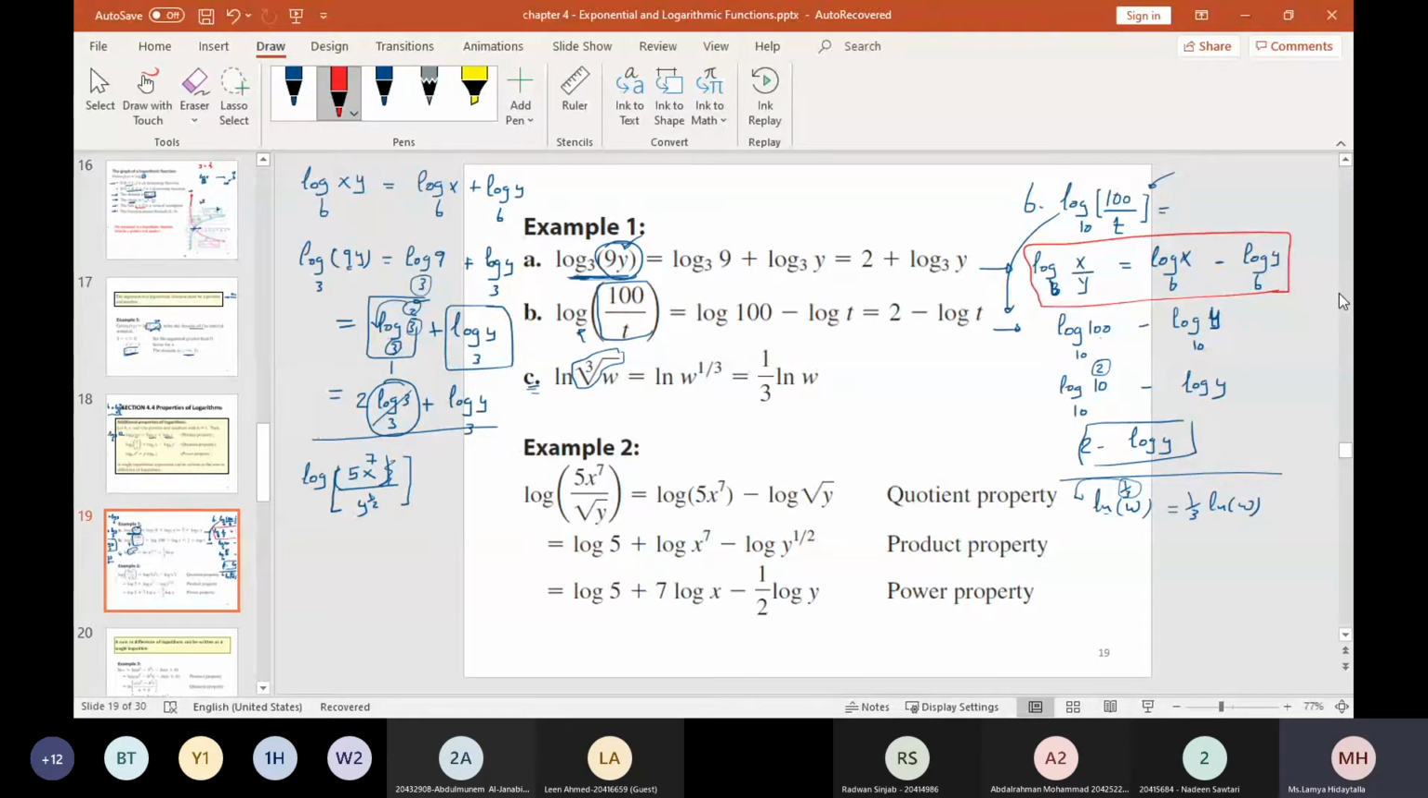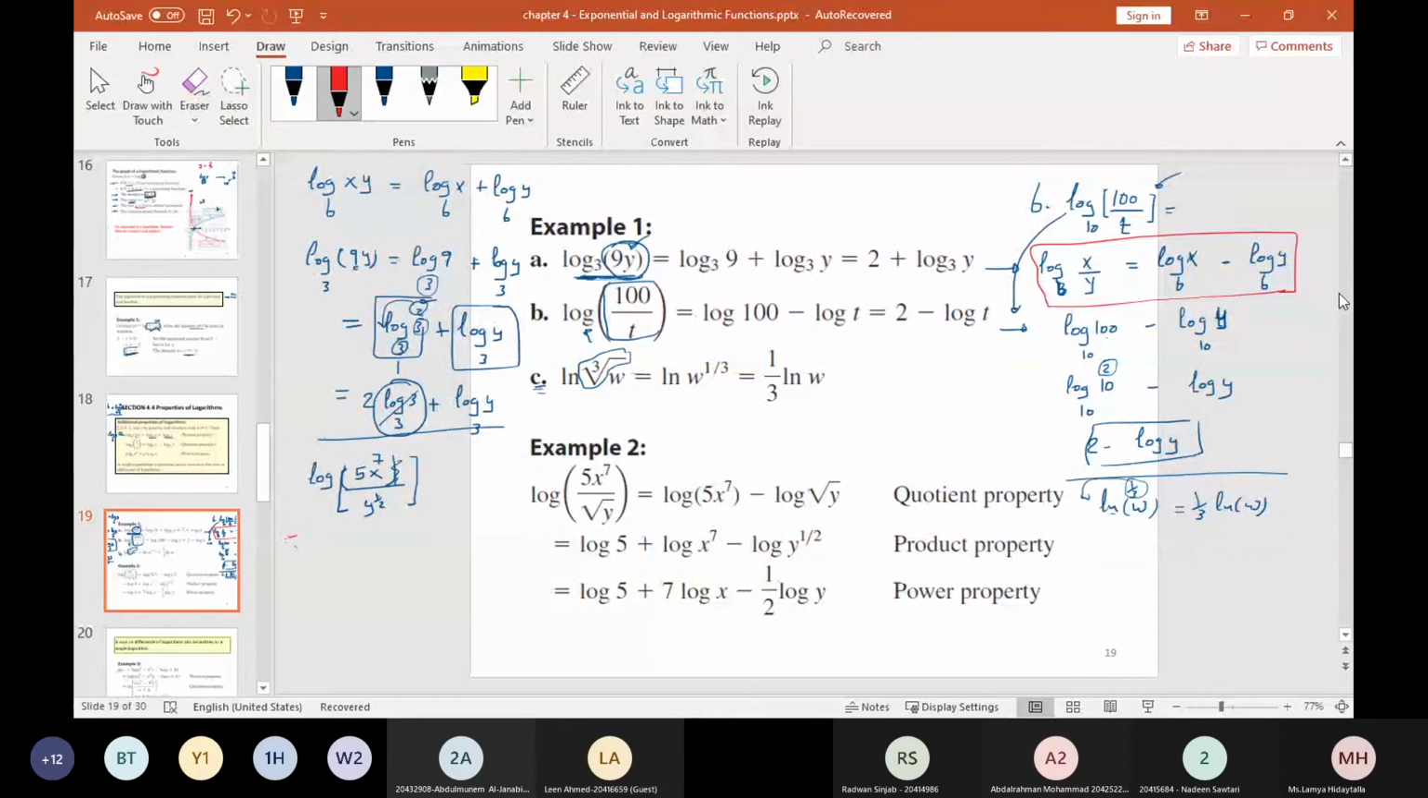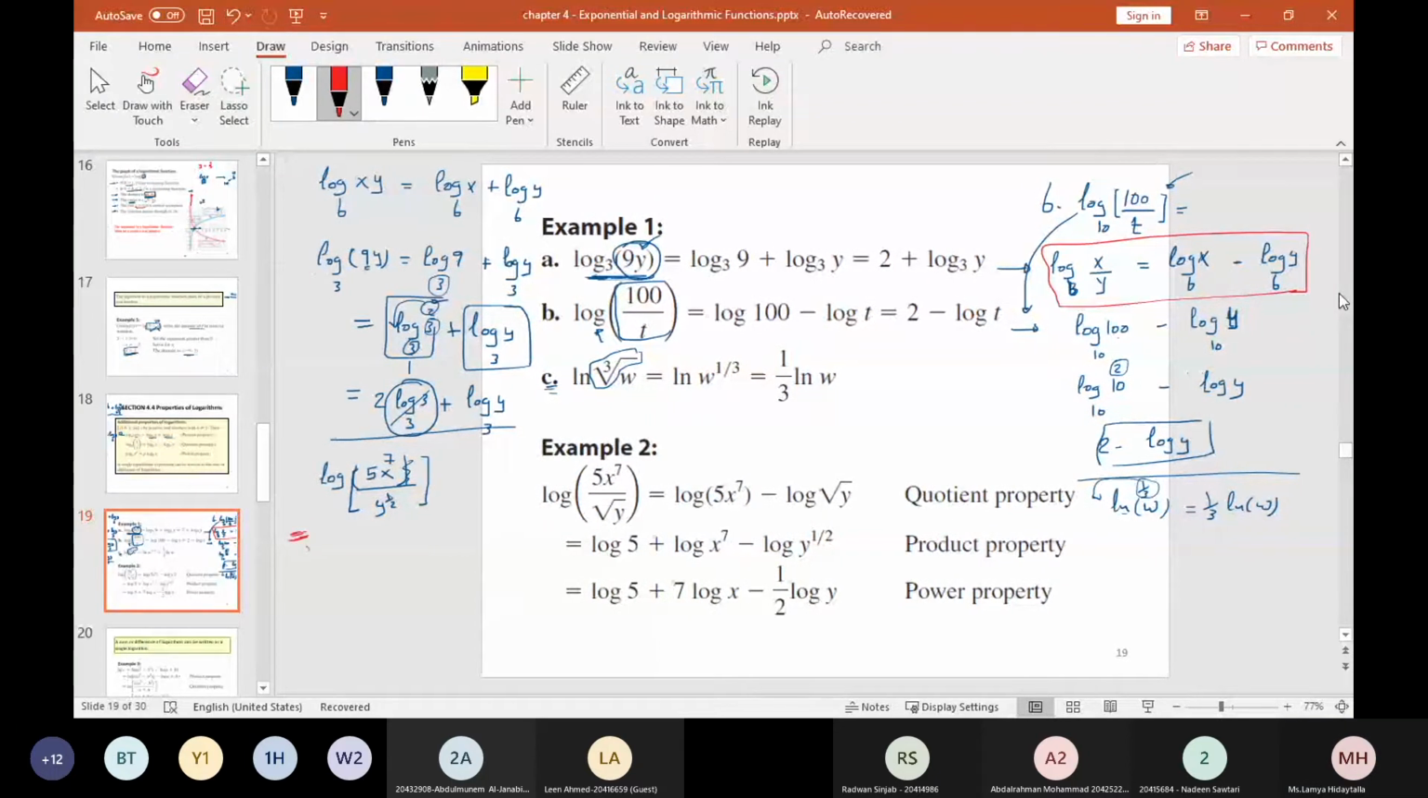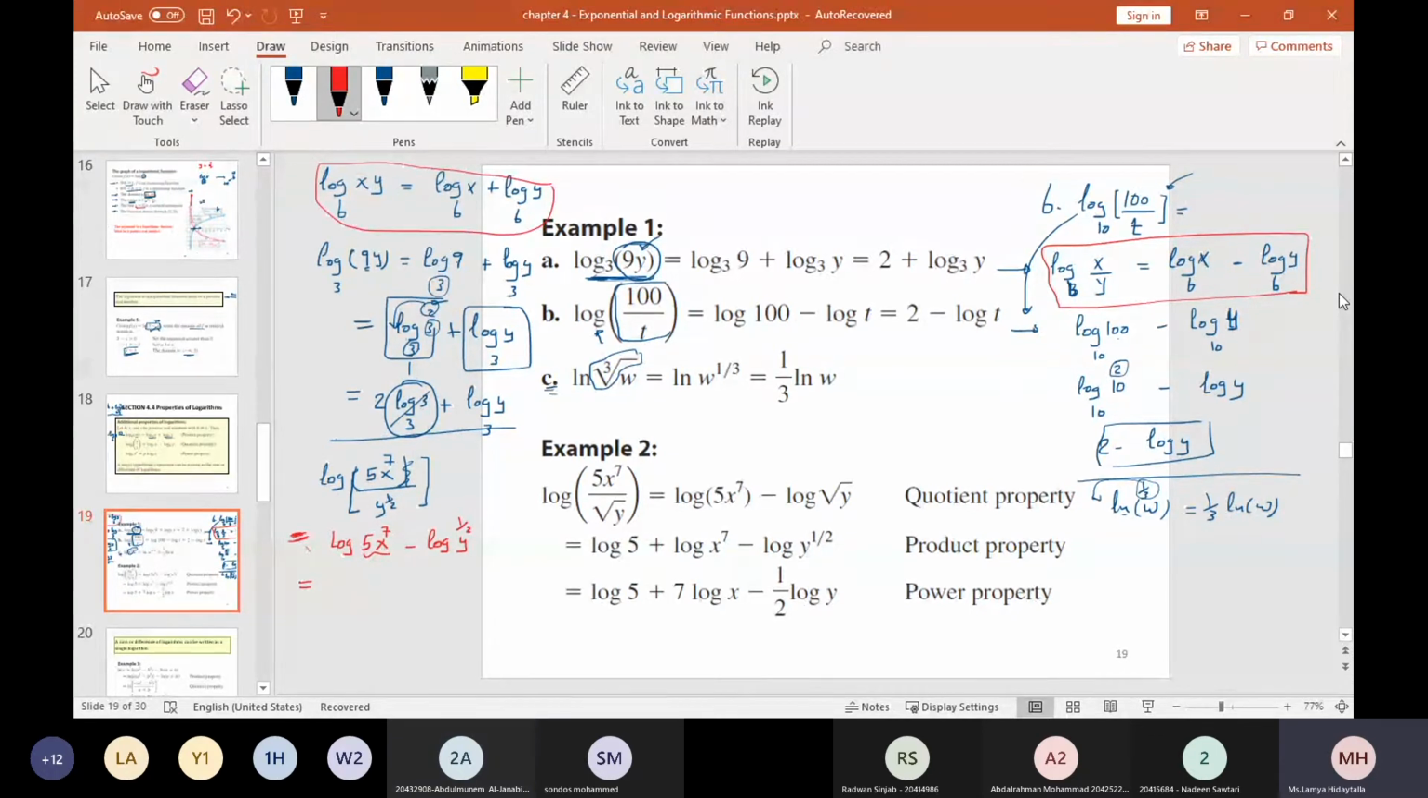That rule for the division. So this is equal to log 5x to the power 7 minus log y to the power half. We don't need to write the 10, he didn't write it, so that means base 10. Then if anything can be simplified, we do. Now this part, what rule can we use for it? We can use the rule for two numbers multiplied times each other.